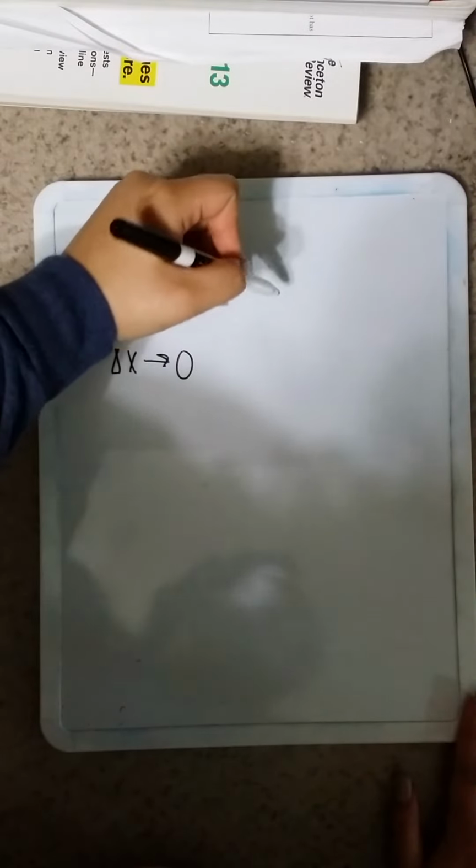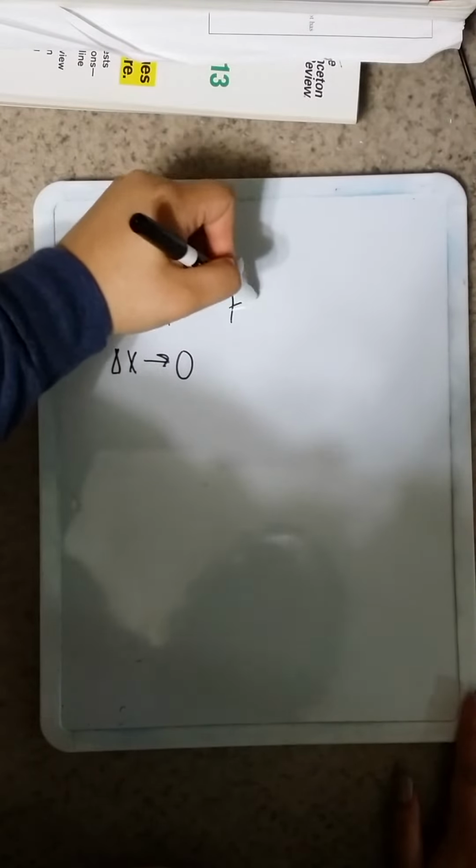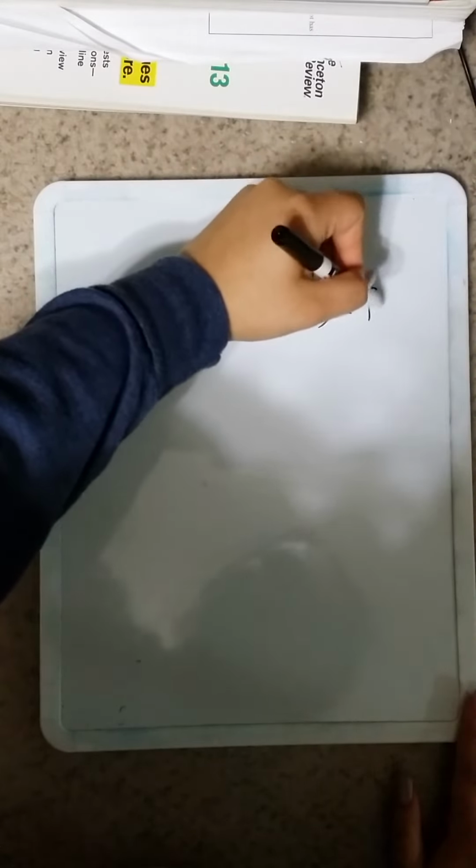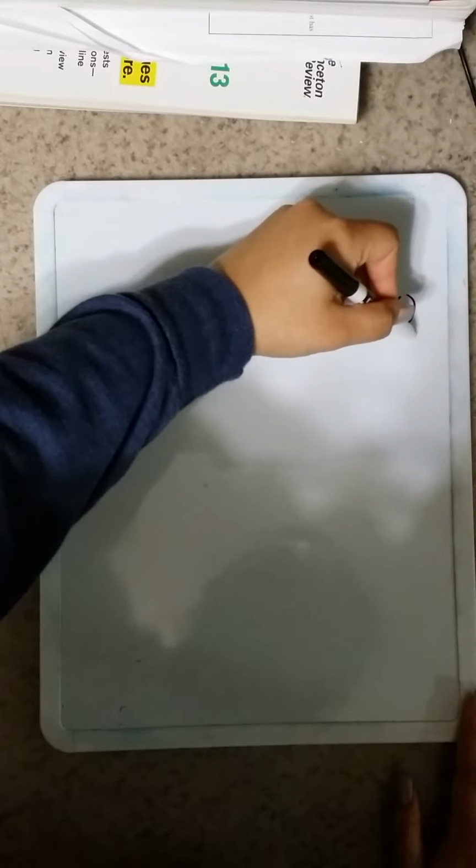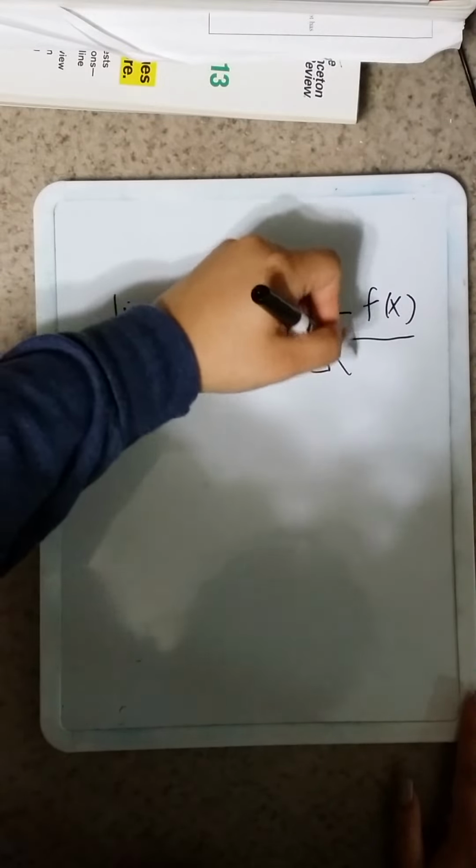Today we're going to be covering the definition of a derivative. The definition of a derivative is the limit as change of x approaches 0 of f(x) plus change of x, minus f of x, all over the change of x.